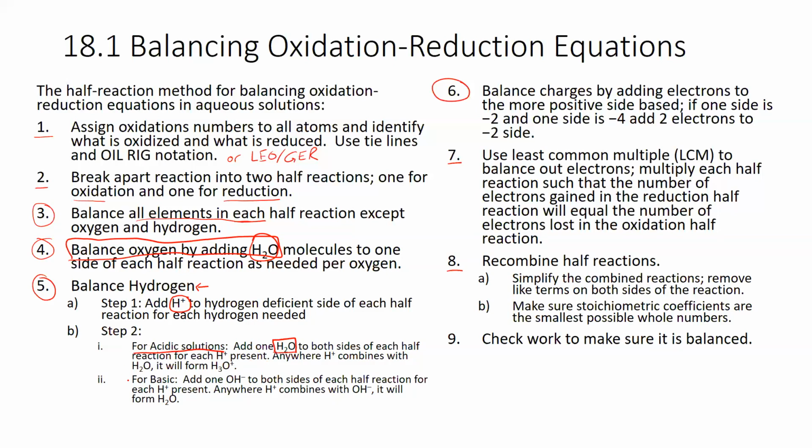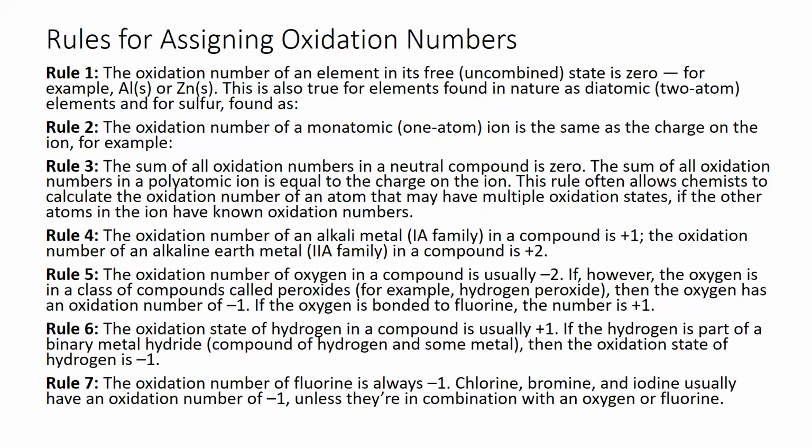If it's a basic solution, you're going to be adding hydroxide. Whenever you have hydroxide plus H+, that goes to make water automatically, very, very quickly. That's a strong base and a strong acid reacting, so you can just put those two things together as H2O. Then we'll balance charges and use our least common multiple to balance out electrons. So we're going to go through that and walk through an example.